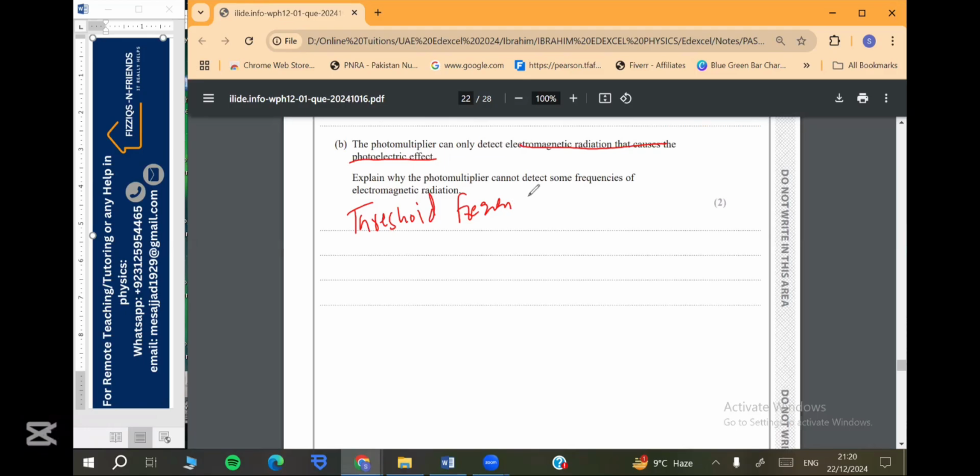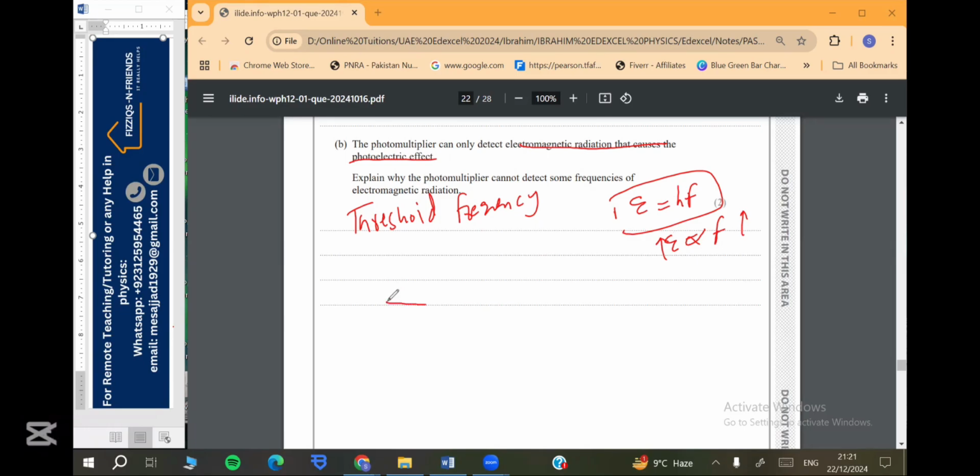And before threshold frequency, you also know the formula for frequency or energy of photon. The energy of photon is actually equal to E equals hf. And from here, you can see that frequency is directly proportional to energy. So it means minimum energy means minimum frequency, or threshold frequency means minimum threshold energy, right?